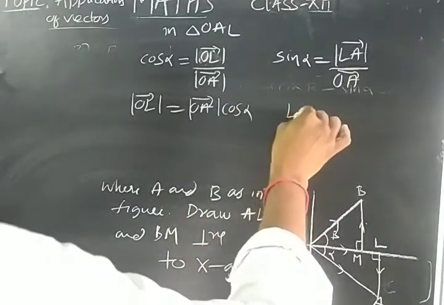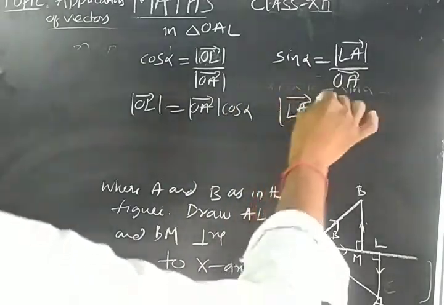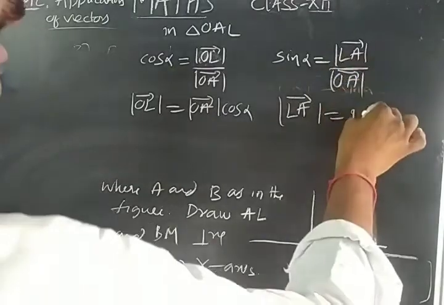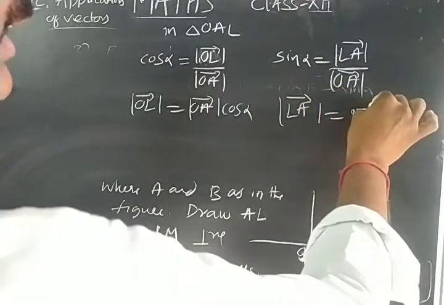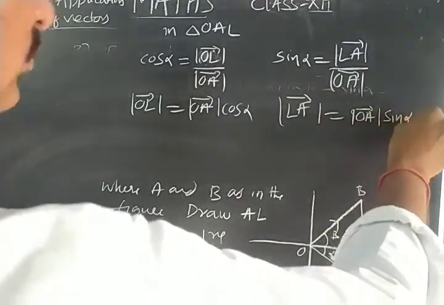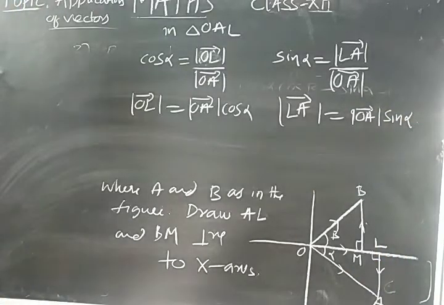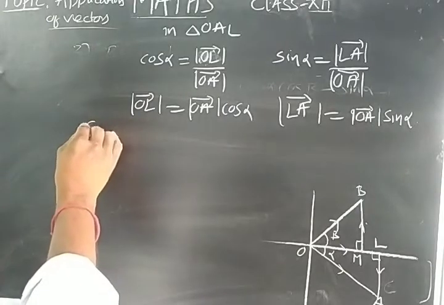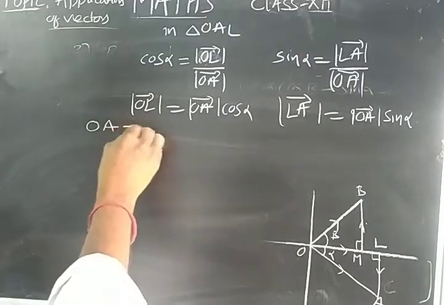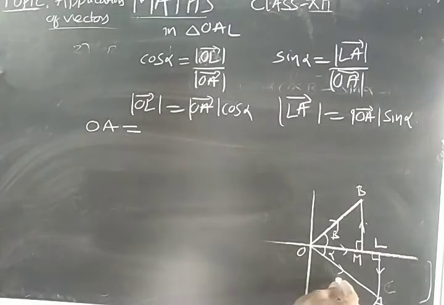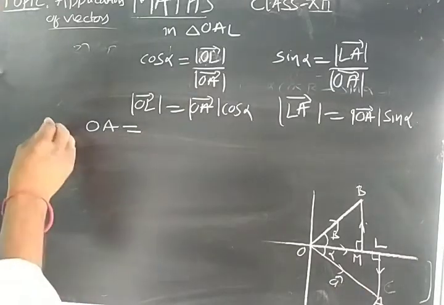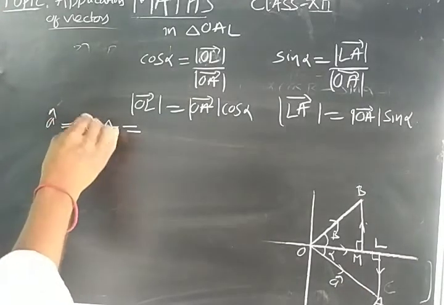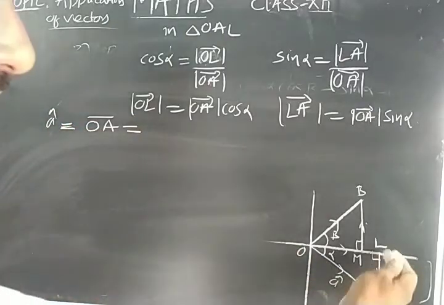Okay. Next, from this you will get LA. LA length is equal to the length of OA vector into sin alpha. Okay, I got OL and LA. Right. Now we know that OA vector is the unit vector A cap. So A cap is equal to the OA vector.